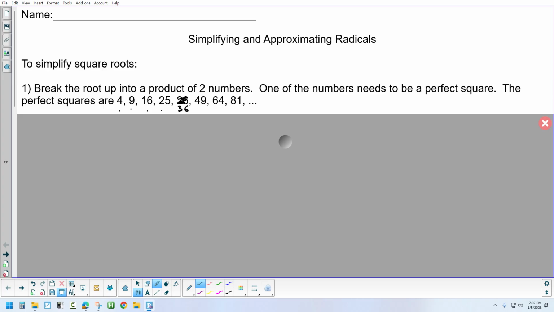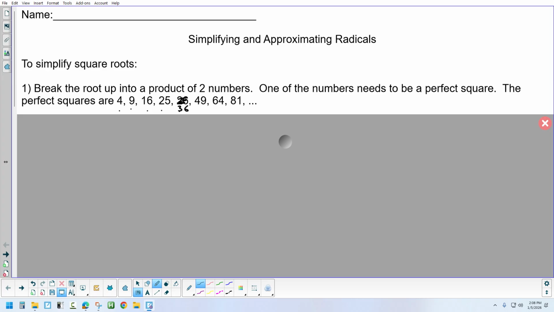Does anybody know what those numbers are called? Are they prime? They're not prime. It does begin with a P, though. They are perfect squares, yes. Again, change the 26 to a 36 on your notes. That was a mistake. These are all numbers that you can take the square root of easily in your head.